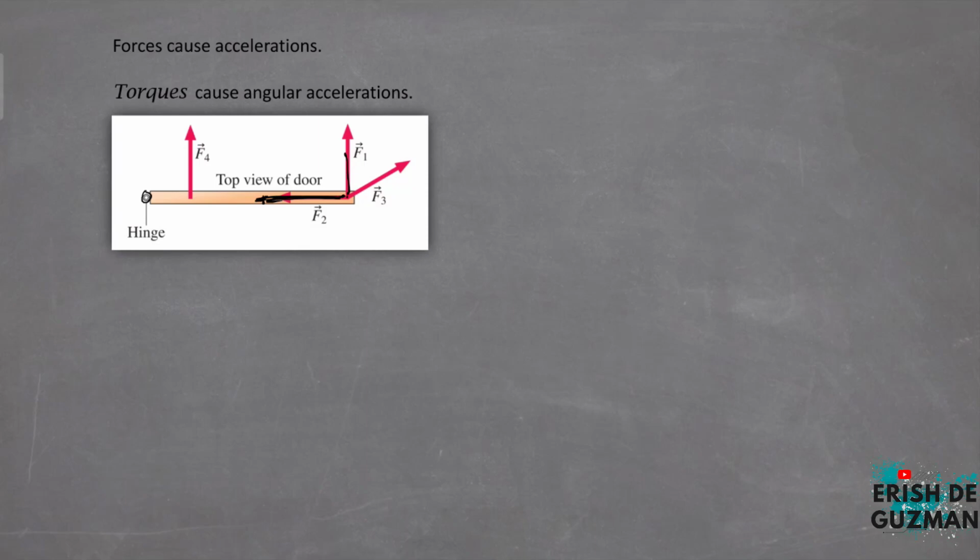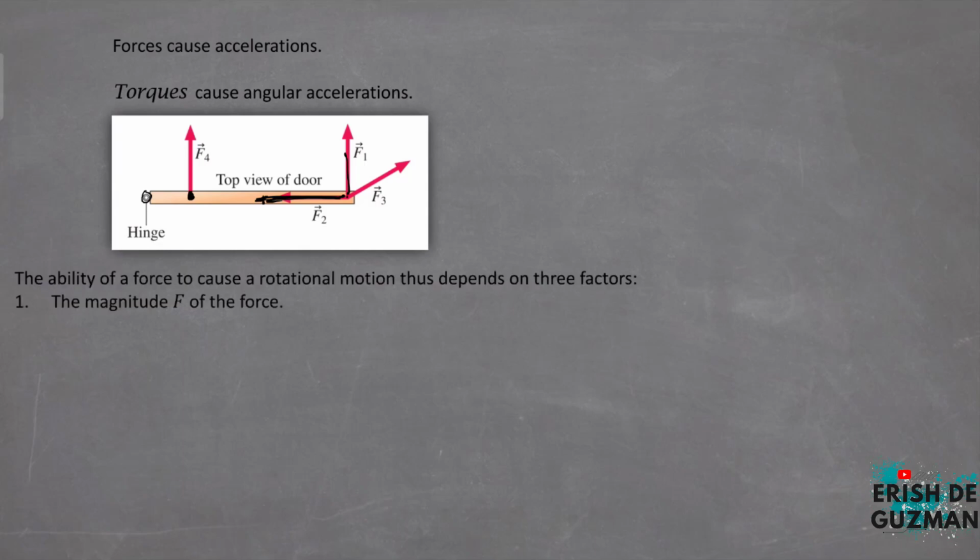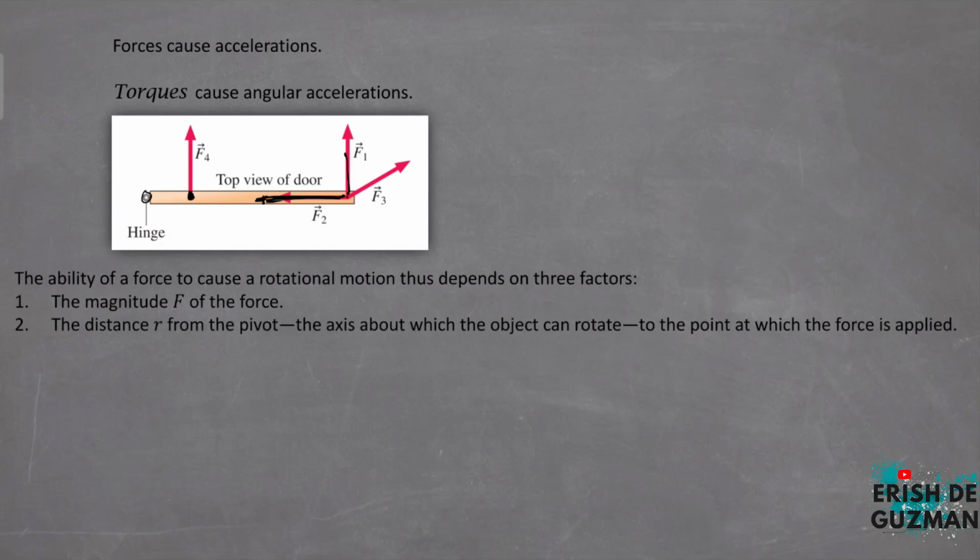Kung susubukan natin yan in reality, mas mahihirapan tayong ibukas yung door kapag yung force ay ilalagay natin dito sa part na to. So the experience that pushing close to the hinge is not as effective as pushing at the outer edge of the door. The ability of force to cause a rotation thus depends on three factors. The magnitude F of the force, number 2, the distance r from the pivot or the axis about which the object can rotate to the point at which the force is applied, and lastly, number 3, the angle at which the force is applied. So lahat nitong three factors na to ay makita natin or naipakita dito sa figure.